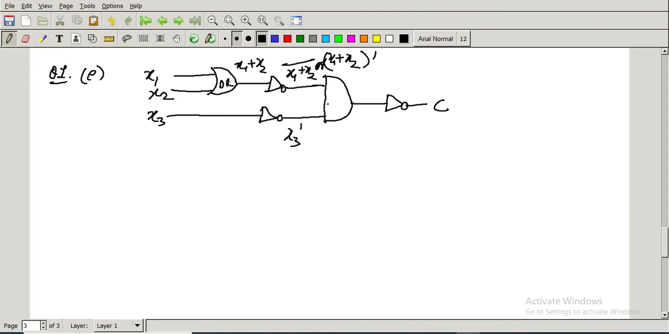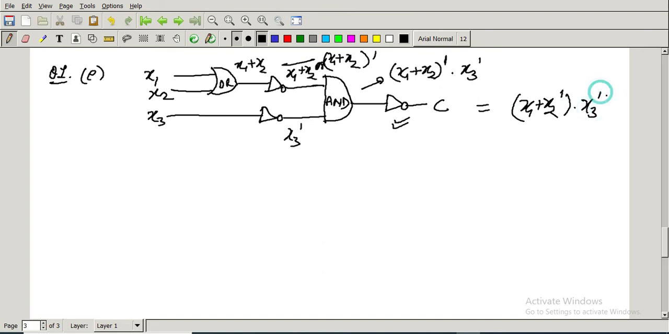This is your conjunction, this is your AND gate. AND gate means your dot operation. So here what we have to write in this place is (x1 plus x2) complement, then dot x3 complement, and then this is again your AND gate. So what we write in the output of C will be ((x1 plus x2) complement dot x3 complement) the whole complement.